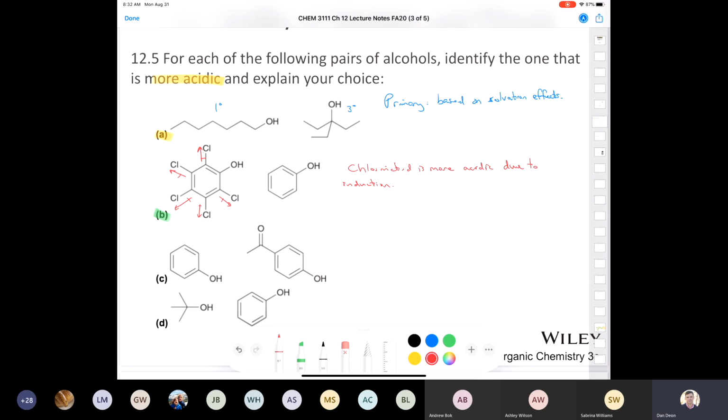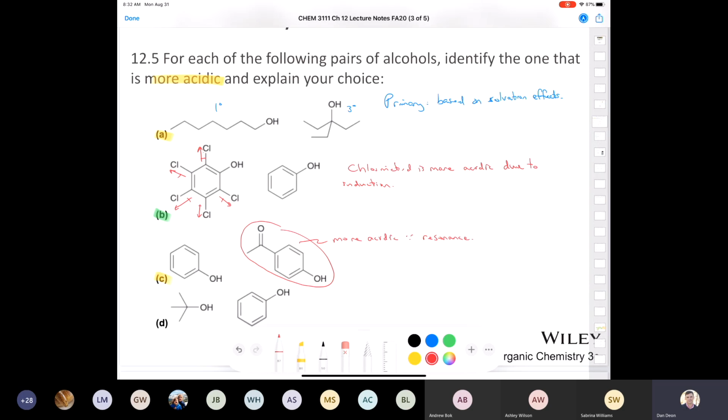I'll help you out with C. Let's do that one pretty quickly. In C, this one here is going to be more acidic. I'm going to wait for somebody to type in a one-word answer as to why this is more acidic. Based on what? More acidic based on resonance. Exactly. I'll put here, resonance.